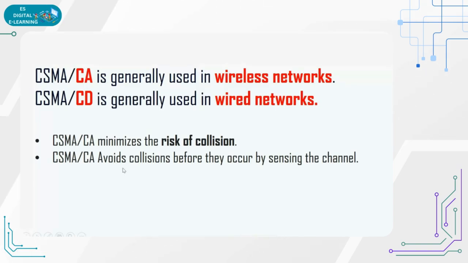And CSMA/CA avoids the collision. It avoids the collision before it occurs by sensing the channel. By sensing the channel, it will avoid it. That is CSMA/CA.